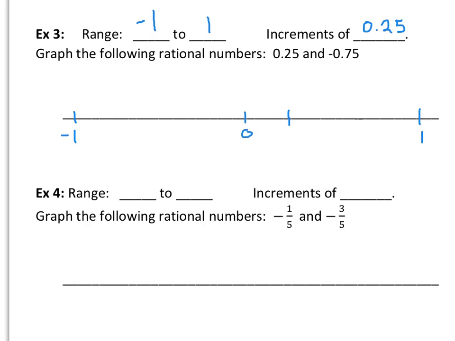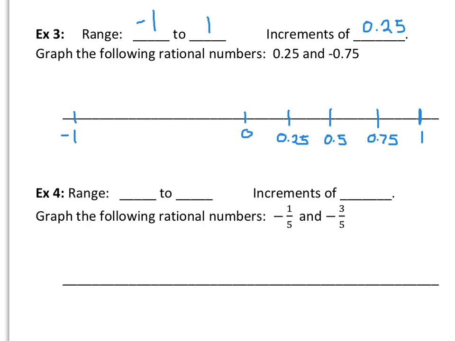If I add another 0.25, I'm at 0.50. If I add another 0.25, I'm at 0.75. And if I add another 0.25, I land on 1, which is my whole number. So this becomes 0.25. This becomes 0.5. And this becomes 0.75.